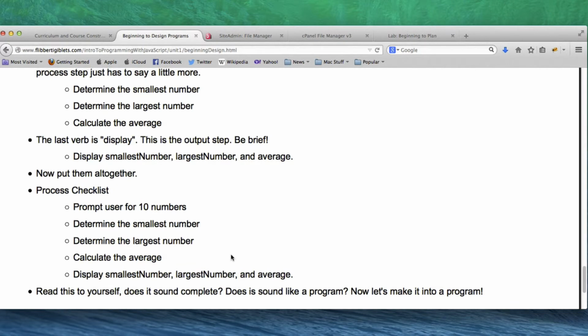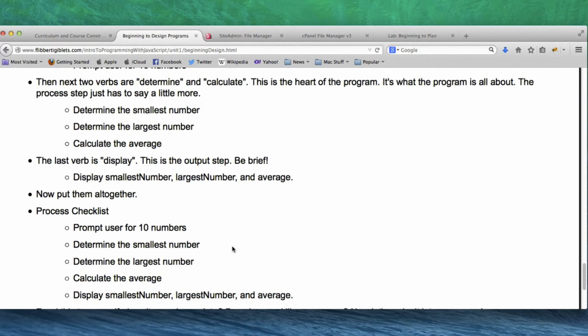The long and short of this is that I've now given you an easy way to break down any requirement statement or problem statement into these three lists, which are called planning lists: your input variable list, your output variable list, and your process checklist.